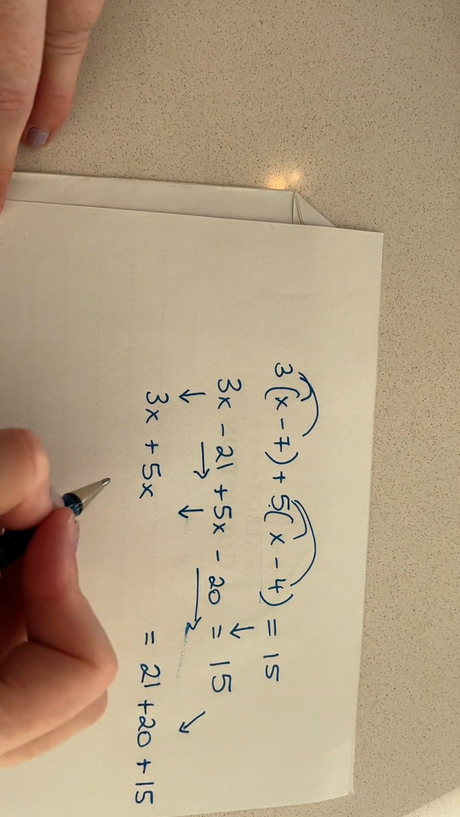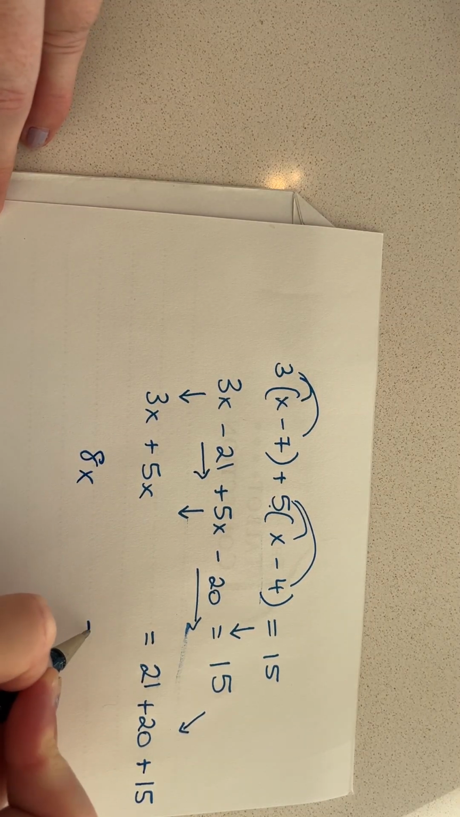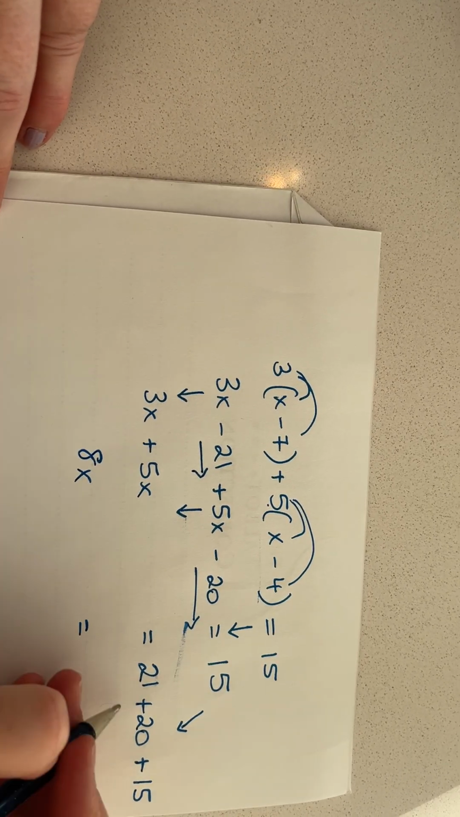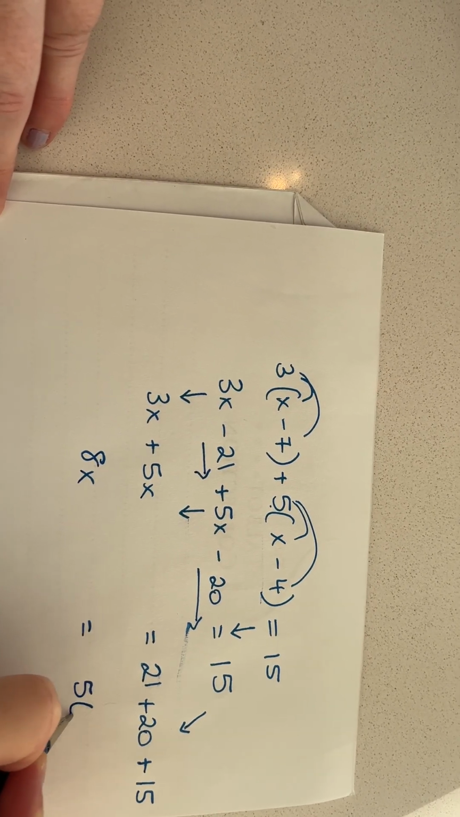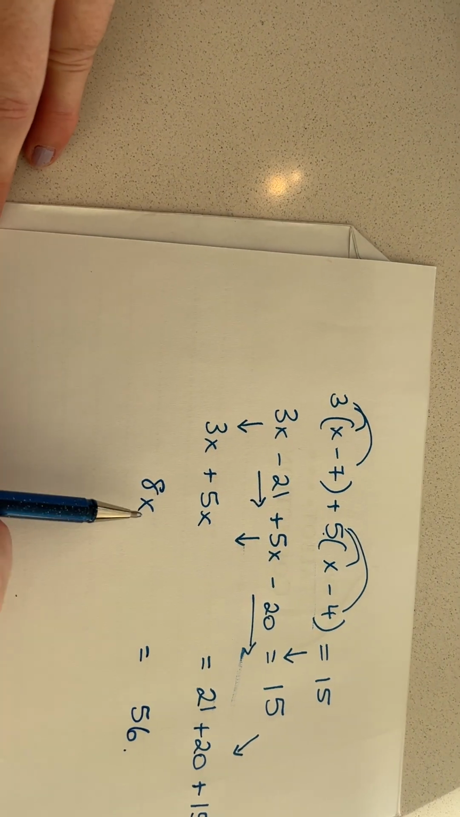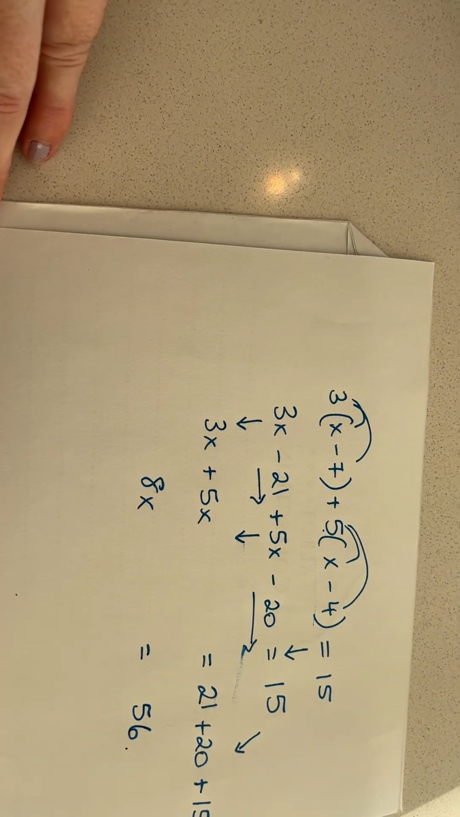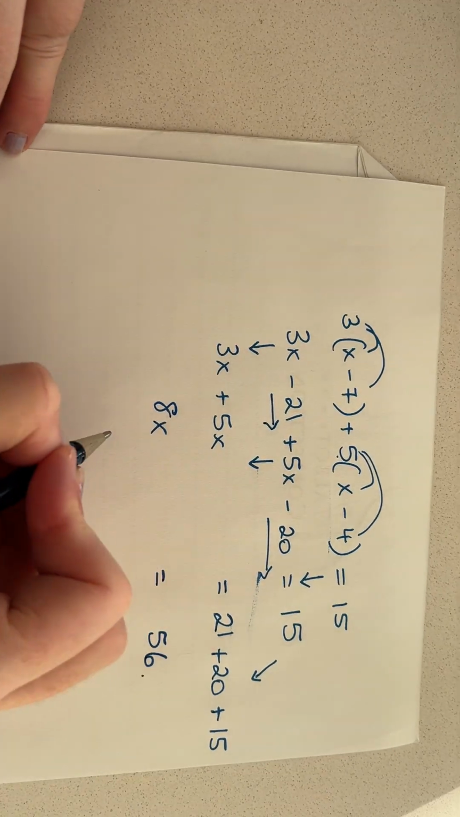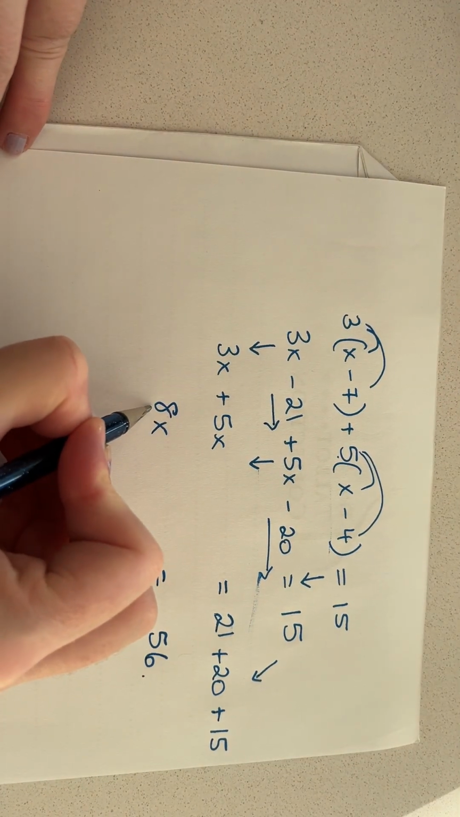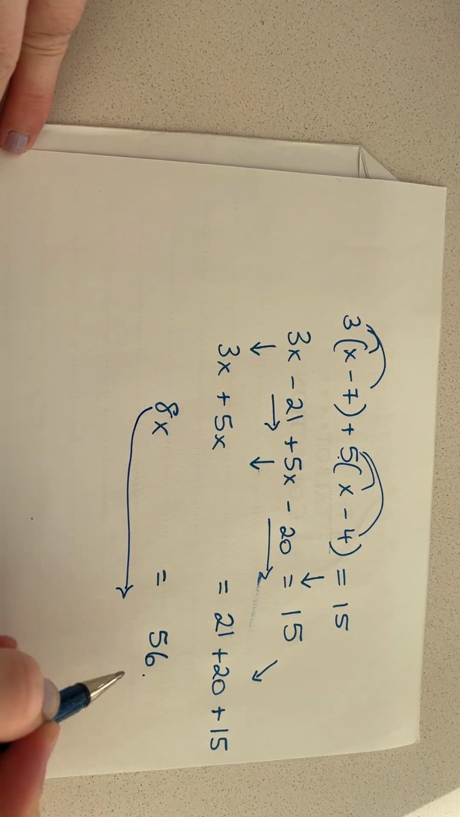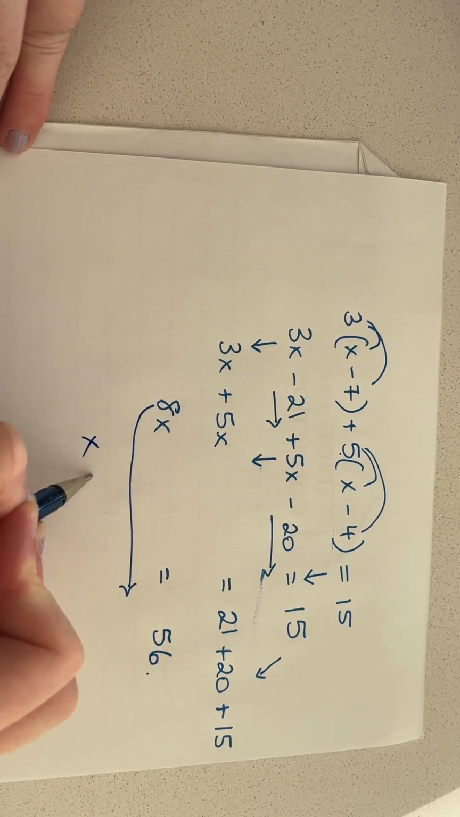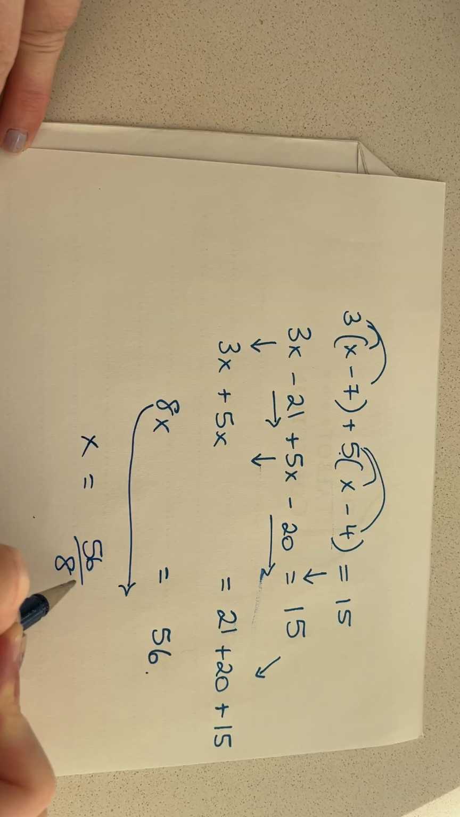So on the left, I end up with 8x, and on the right, I end up with 56. And then 8 times some number gives me 56. So that's one way of looking at it. Or the other way is to go, the 8 is going over the equal sign, so it becomes the opposite, it becomes division. X is 7.